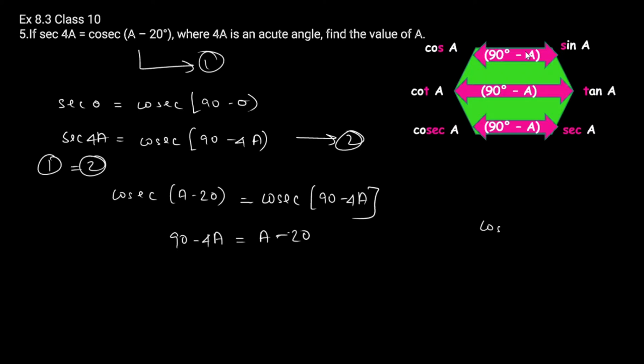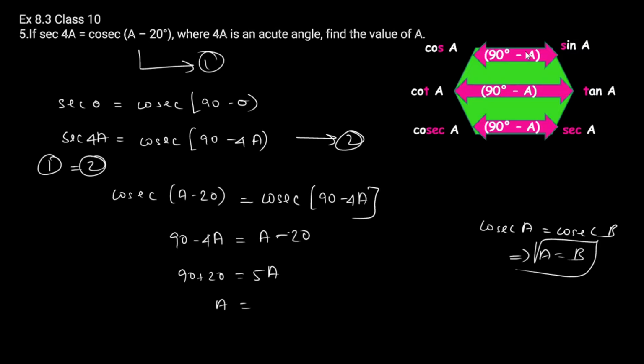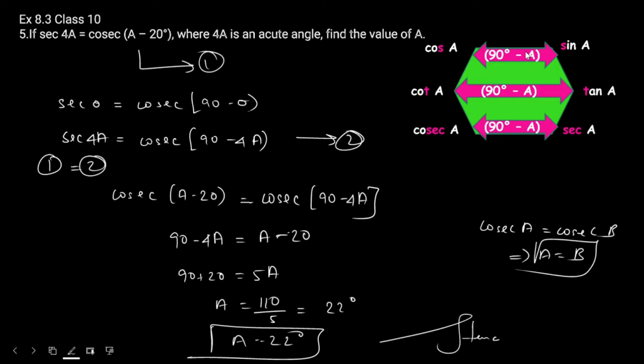If cosecant of a is equal to cosecant of b, it implies a is equal to b, right? Therefore, 90 plus 20 is equal to 5a. A is equal to 110 by 5, which is equal to 22 degree. A is equal to 22 degree, which is the value of A. Hence the solution.